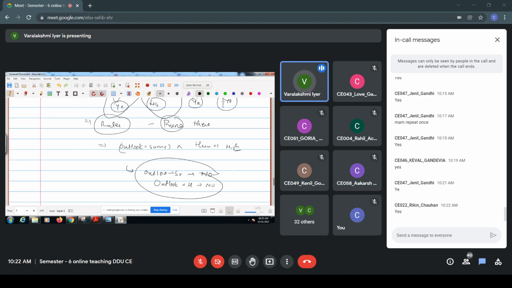Now we'll check for the accuracy. After doing this, we'll check the accuracy of the model. After pruning this particular rule, we'll check the accuracy, and if the accuracy for this one is higher in comparison to the previous one, then we'll continue to prune. Otherwise, we'll stop the pruning. That is, we'll not continue with the pruning operation.